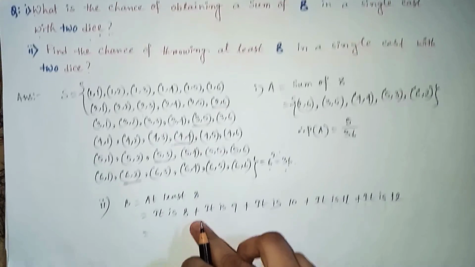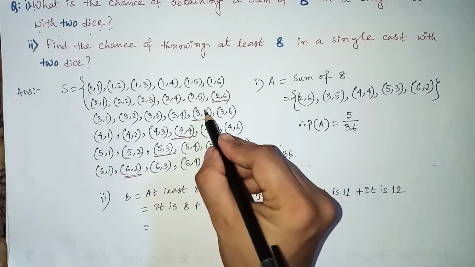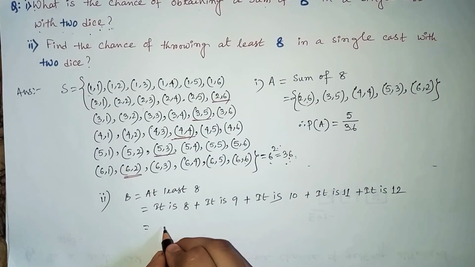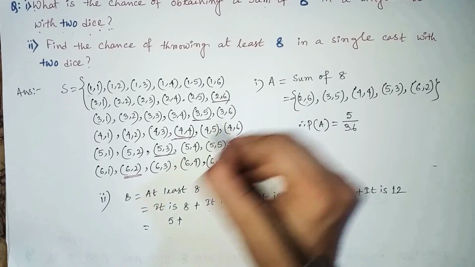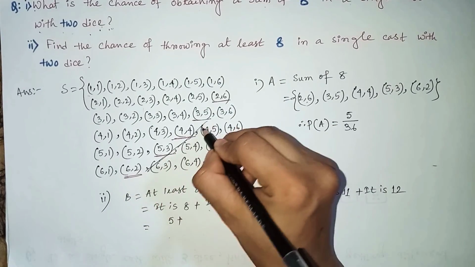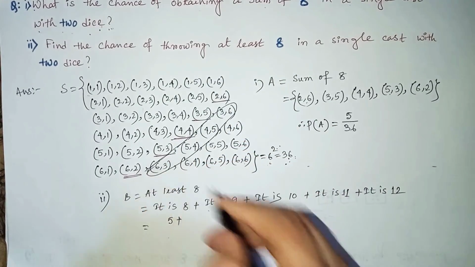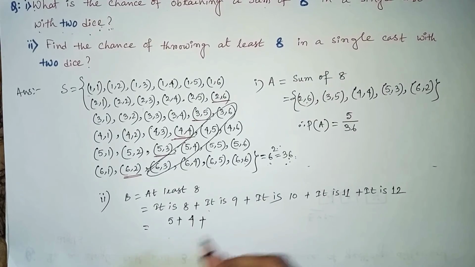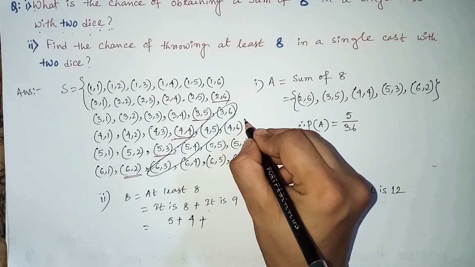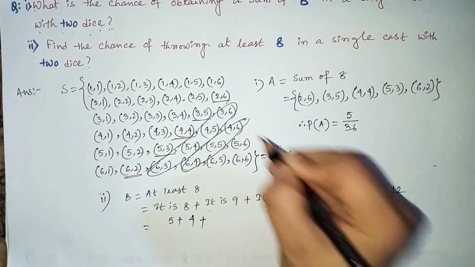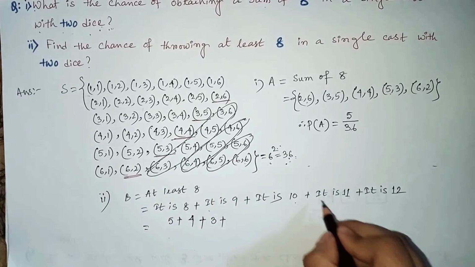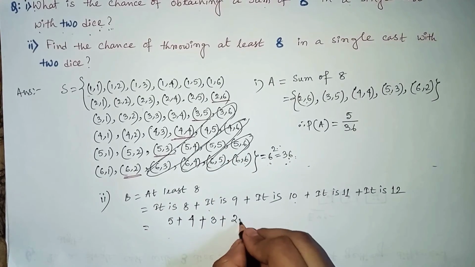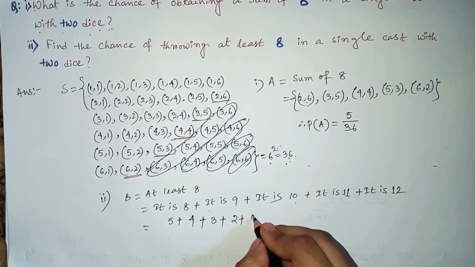So for 8, that means 1 2 3 4 5, so 5 outcomes. And for 9, here 9 containing this part, there are 4 event points. For 10, this part, it contains 3 event points. For 11 it contains 2 event points, and for 12 it contains 1 event point.